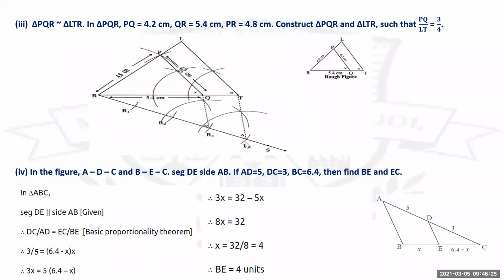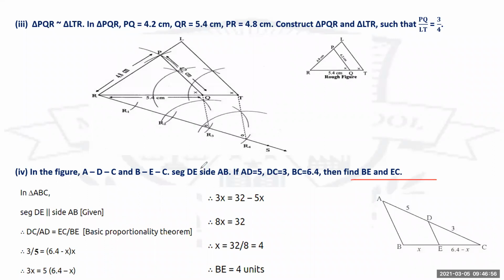Next question. In the figure, ADC and BEC, segment DE is parallel to side AB. If AD equals 5, DC equals 3, BC equals 6.4, then find BE and EC. You have to find the length of BE and EC.